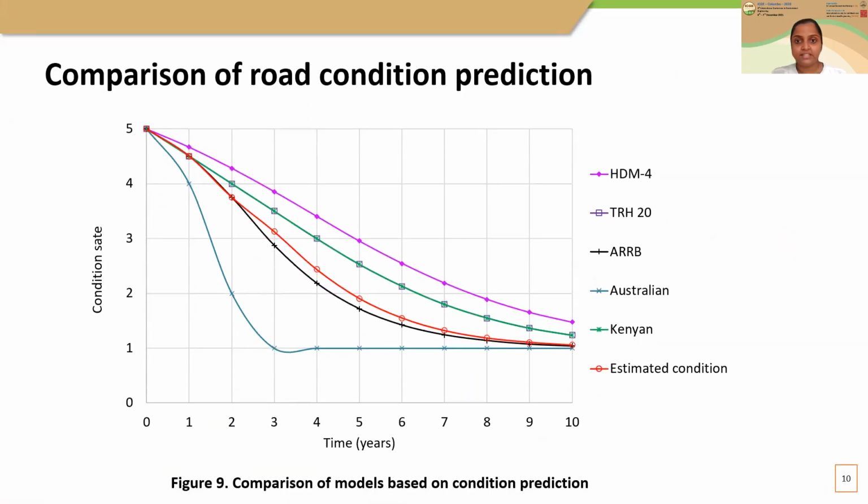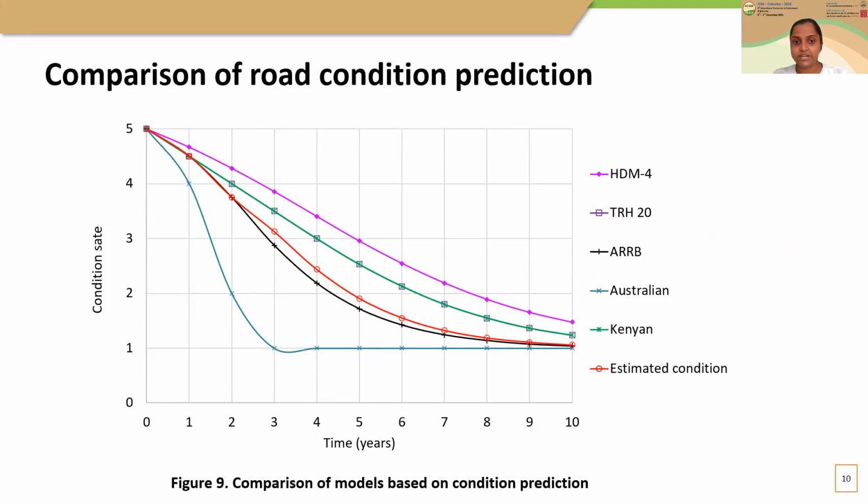So this is the comparison of condition prediction after applying the Markov analysis. Here we can see again the Australian model is out of the range of the actual behavior, but other models like the HDM4 model, TRH20 model, ARRB model and J.A.N.N models are comparable with the actual condition prediction.